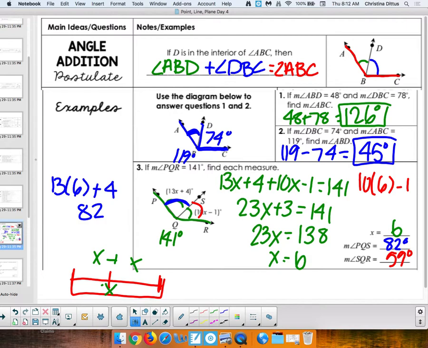Add them together. Add what to what? 82. Yeah, add these, and what should they better equal? 141. Yeah, 141. This green thing right here, they better equal it. Do they? Yep. Good. Okay. Questions there?